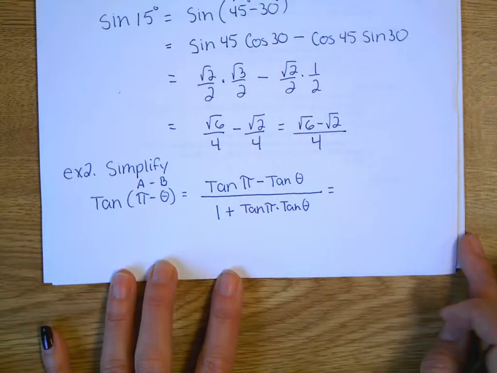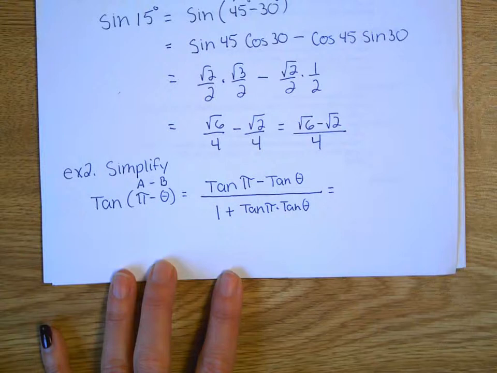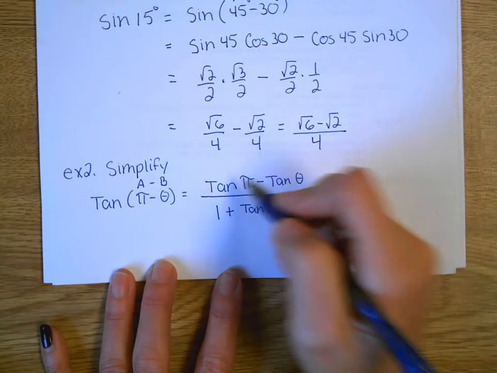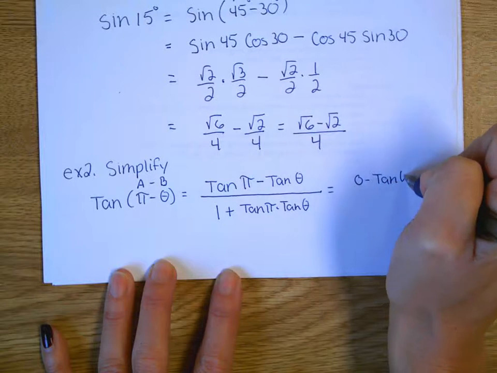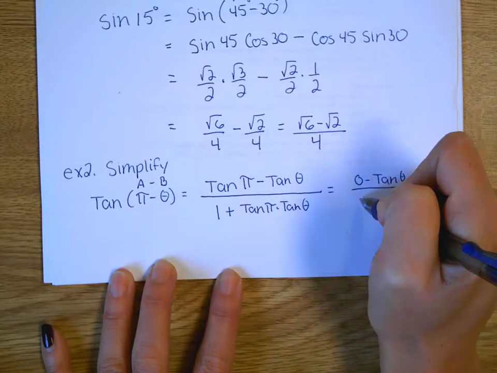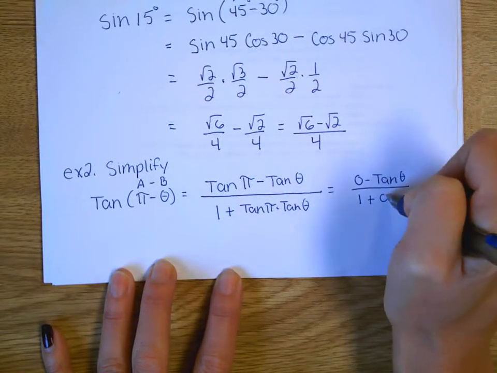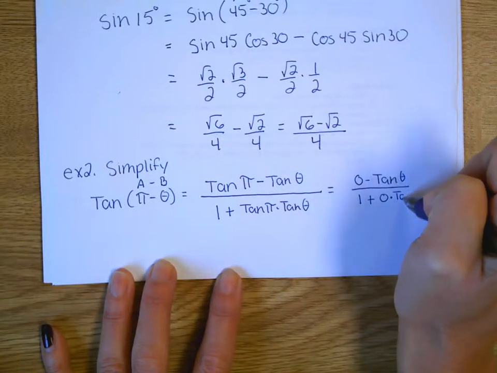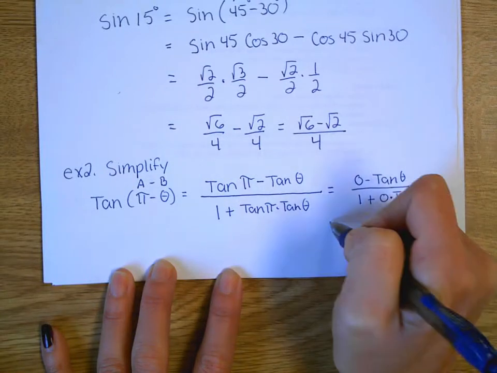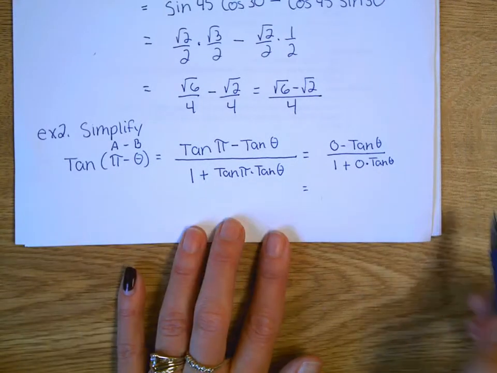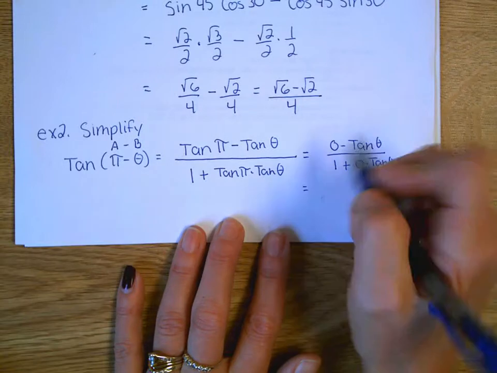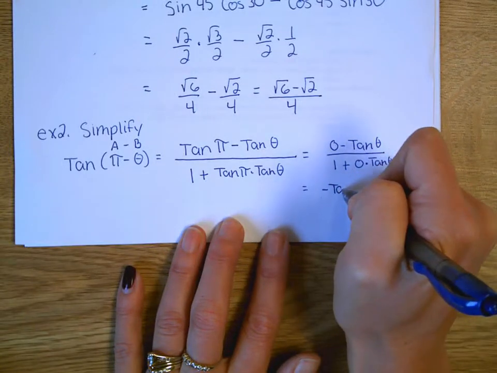Everybody find it on their circle sheet? Pi is over at 180. The tangent should be handwritten there. So the tangent of pi is 0, minus tan theta, over 1 plus 0 times tan theta. So 0 minus tan theta is negative tan theta.